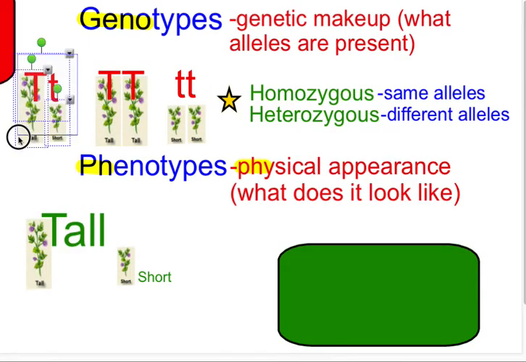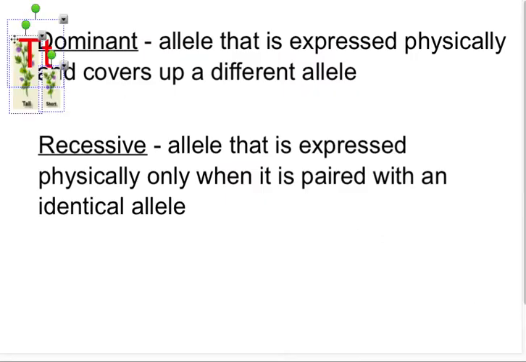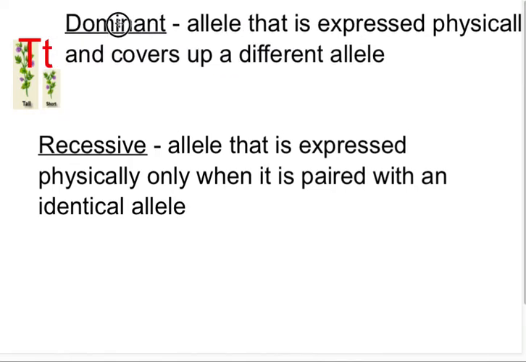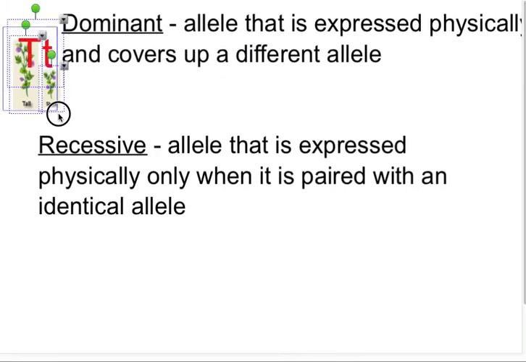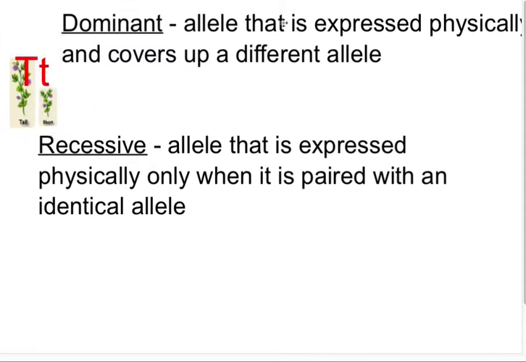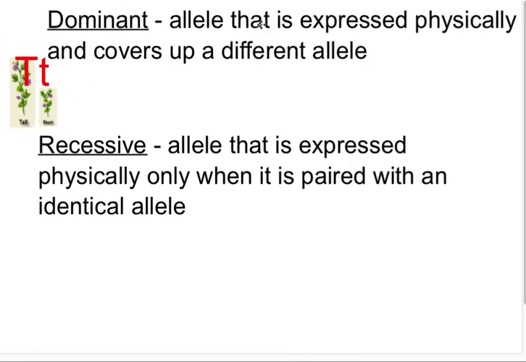I'm just going to copy this and paste it over here. So if we have both a tall and a short gene in our DNA, if we're a pea plant, if we have both of them, the tall covers up the short, and what we have as a phenotype is tall, okay? So if this is the genotype, this is the phenotype. The dominant kind of covers up the recessive.